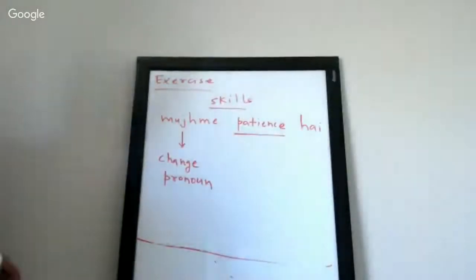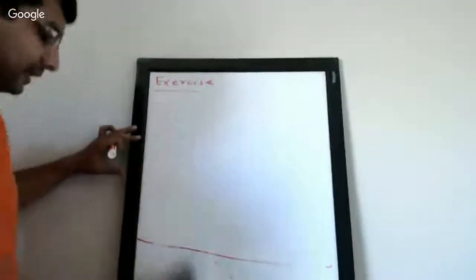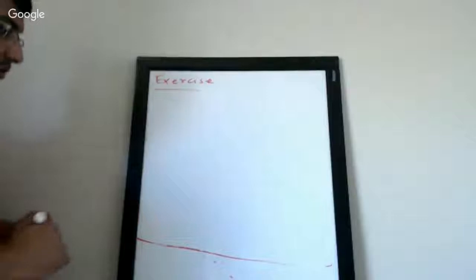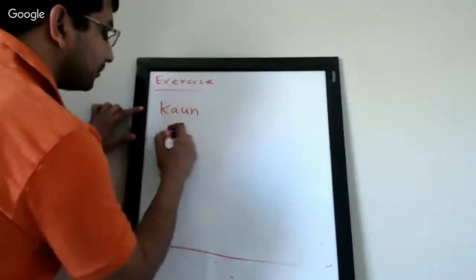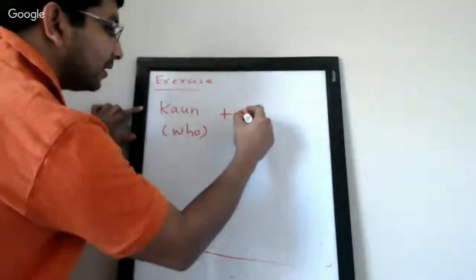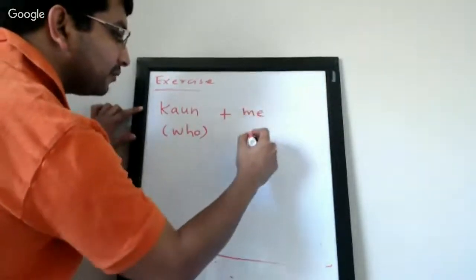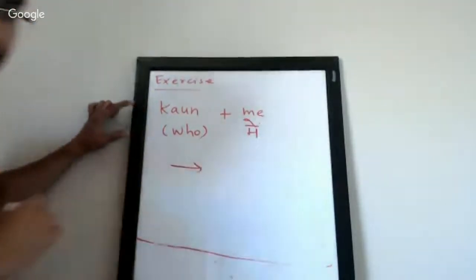Okay, now let's look at the interrogatives, because we have not looked at the interrogatives, right? So let's say you have an interrogative called kaun, which is who, right? Kaun plus में would be, anyone? Take a guess.